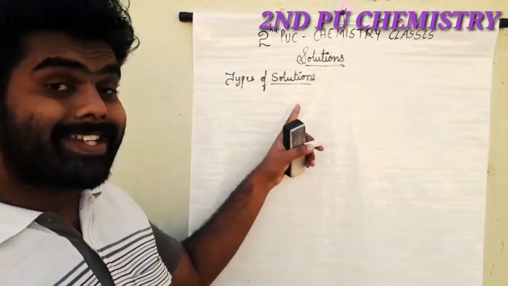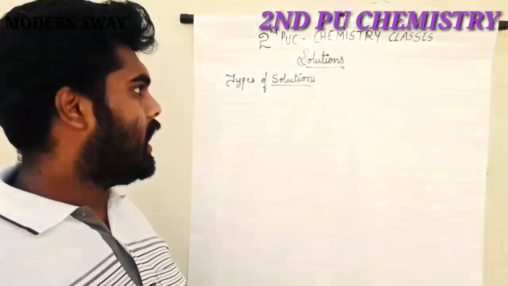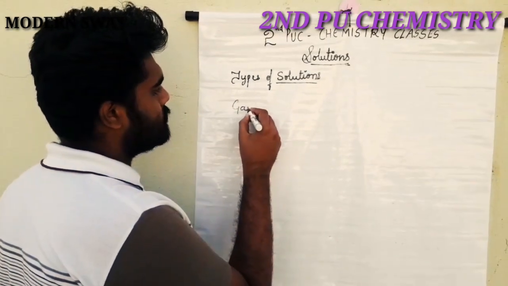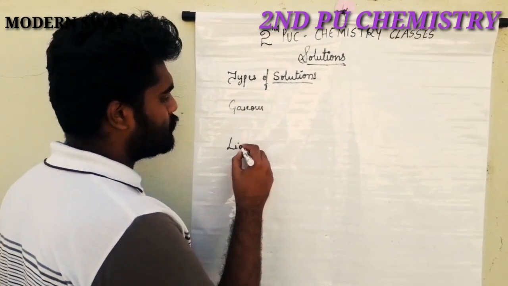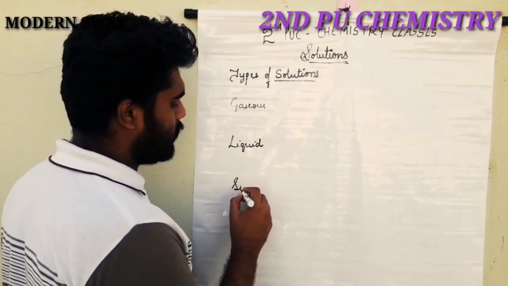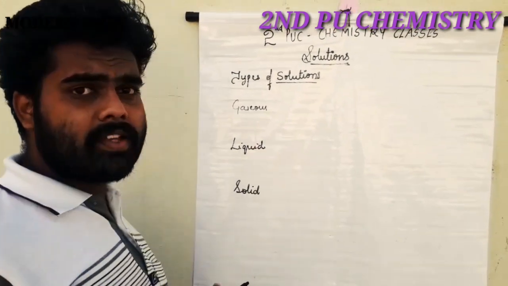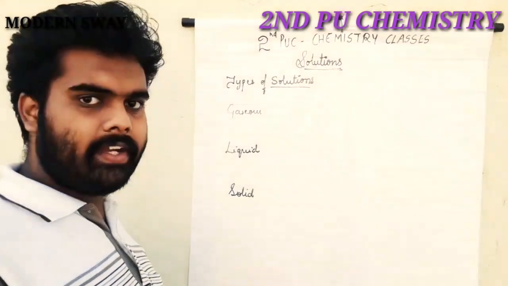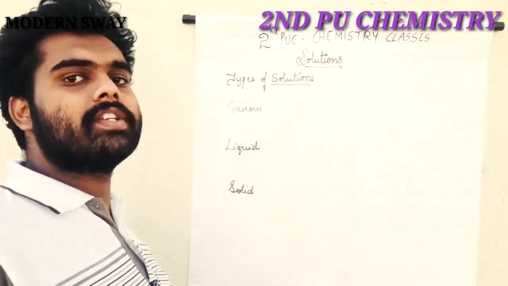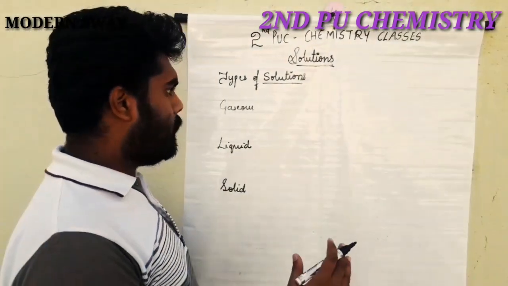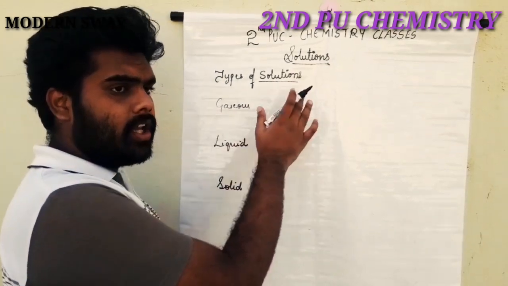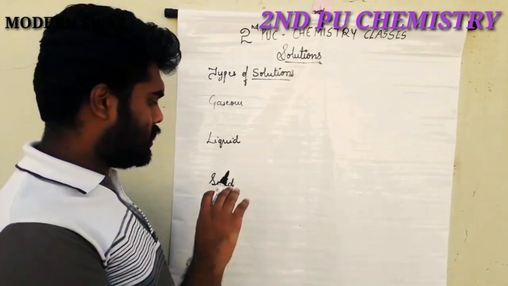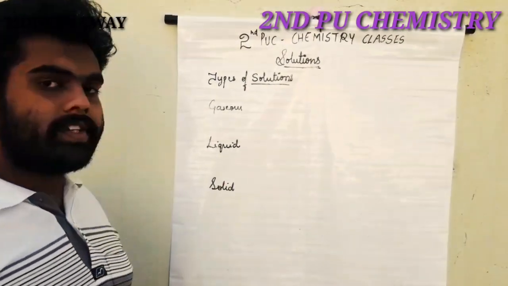Next, let us study the types of solutions. Solutions are mainly classified into gaseous solutions, liquid solutions and solid solutions. This is based on the state of the solution, which is mainly decided by the state of the solvent. Why? Because solvent is present in excess quantities. If the solvent is a gas, it's a gaseous solution. If the solvent is a liquid, it's a liquid solution. If the solvent is a solid, it is a solid solution.